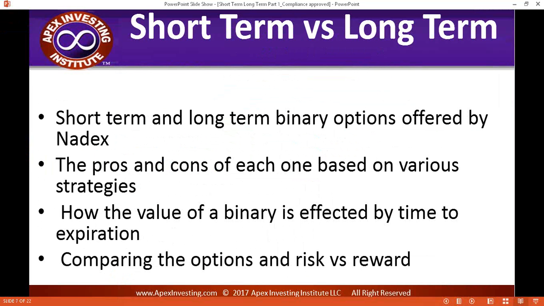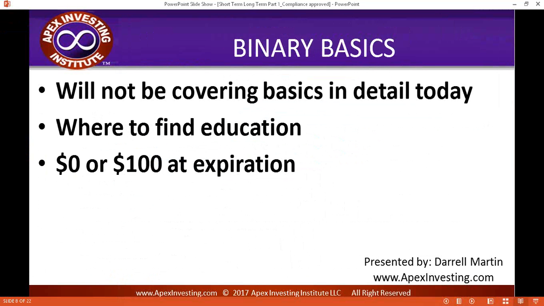So again, if you haven't been with us, you need to go back through those webinar archives to catch up and build the foundation. You should definitely do that. Today we're adding on to that, and what we're going to talk about is short-term versus long-term Nadex binaries. We'll talk about the pros and cons of each one based on what your strategy is, and a little bit about how the value of a binary is affected by expiration. We're going to compare your different options out there, risk and reward. It's a two-part series, so make sure to take good notes and definitely be with us next time as well.